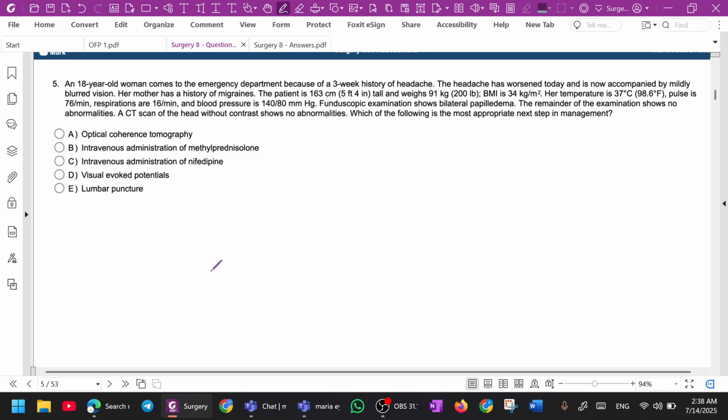CT scan of the head without contrast shows no abnormality. Which of the following is the most appropriate next step in management?